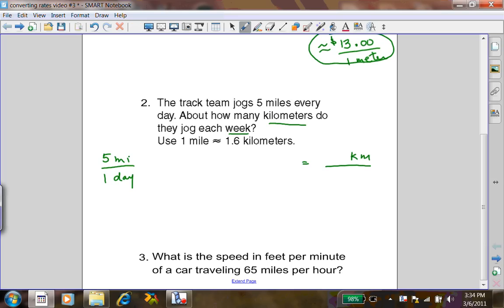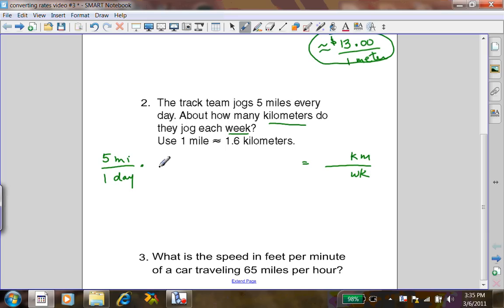So that's where I want to end up over here. Kilometers per week. Well, now if you look, we have to change 2 things. We need to change miles to kilometers and days to weeks. So this is where it's going to get a little bit dicey. This is a little more involved than the last one, but it's the exact same idea. So first, I'm going to change miles to kilometers. Don't try to do both things at the same time because it's not going to work. Let's change miles to kilometers. So don't worry about the day on the bottom.